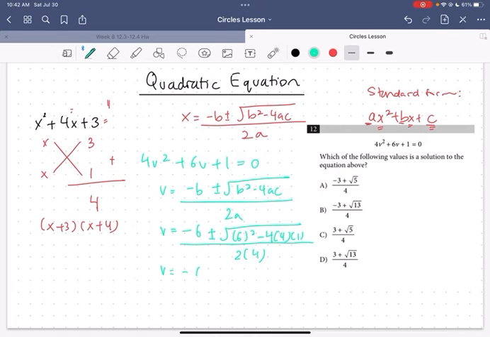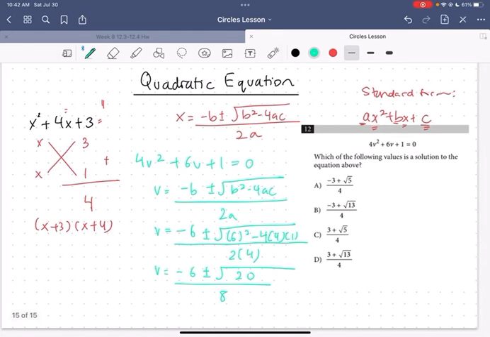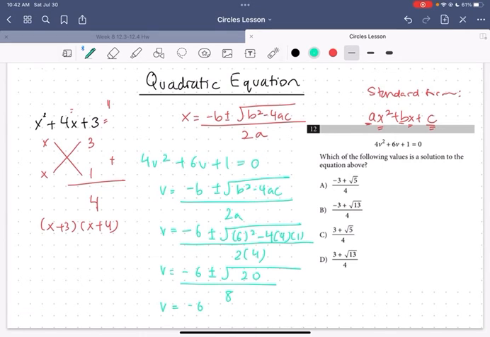So v equals negative 6 plus or minus the square root of 6 squared, which is 36, minus 4 times 4, which is 16. So 36 minus 16 is 20, over 8. Then v is equal to negative 6 plus or minus root 20. Let's do root 20 on the side. Root 20 is root 4 times root 5. That's the highest it goes. So it's 2 root 5. So negative 6 plus or minus 2 root 5 over 8.